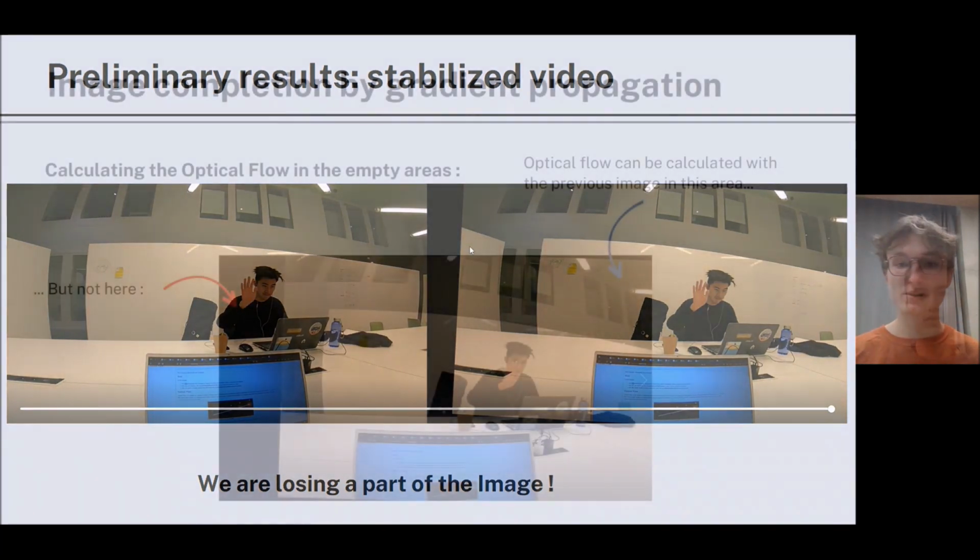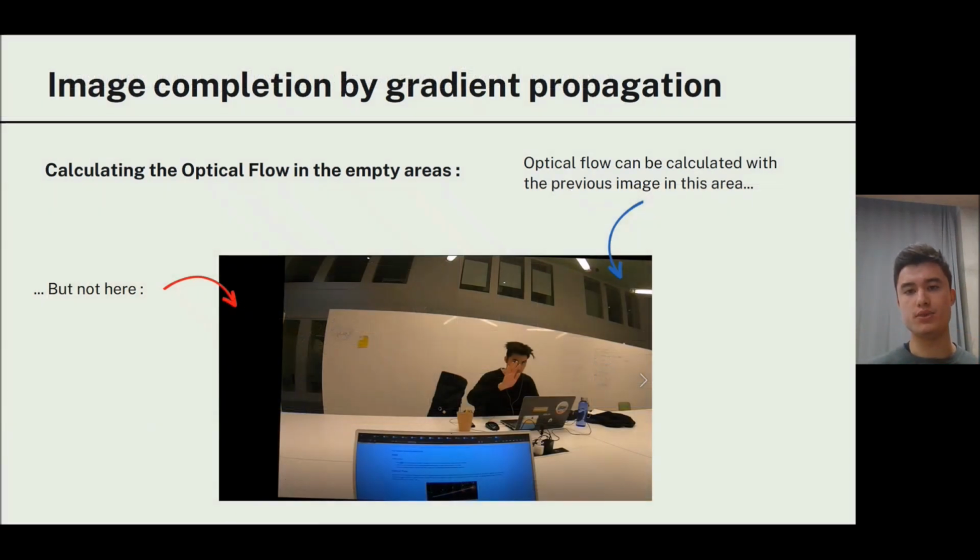To solve this problem of black areas, missing areas around the image, the most simple approach would be to simply crop the image, thereby reducing the size of the image. But this is not satisfactory, as the video would have a lower resolution. So we need a way to complete the image. And the approach that we use was proposed by Matsushita et al. in 2005, and it consists in calculating new values for the optical flow in the empty areas.